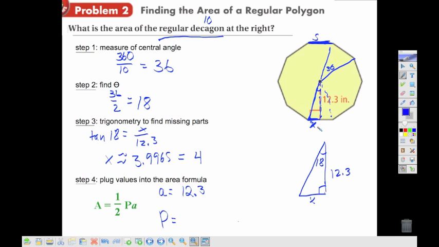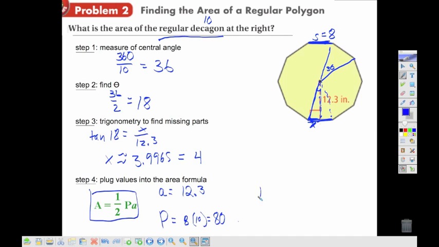Now again, we were looking for the whole side. So if x is just 4 here, that would mean our whole side would have to be 8. We have 10 sides there. So that 8 times 10 is going to give us a perimeter of 80. We'll now use our formula, 1/2 PA, and plugging into that formula, we'll get 80 times 12.3, and that comes to 492. Don't forget your units, that's in square inches.